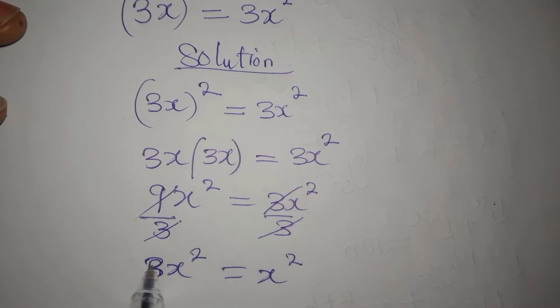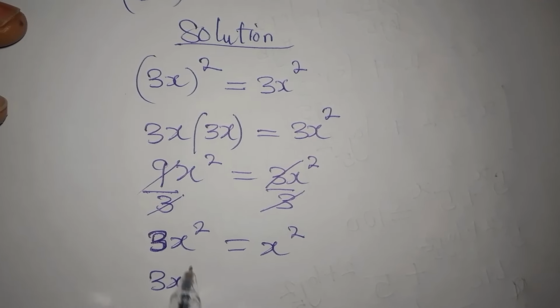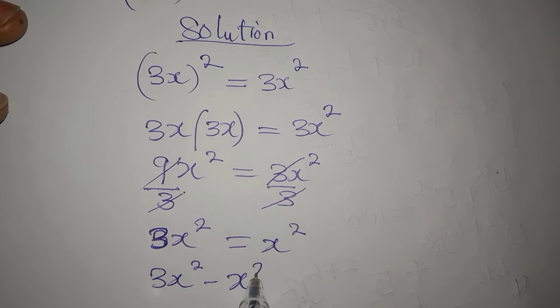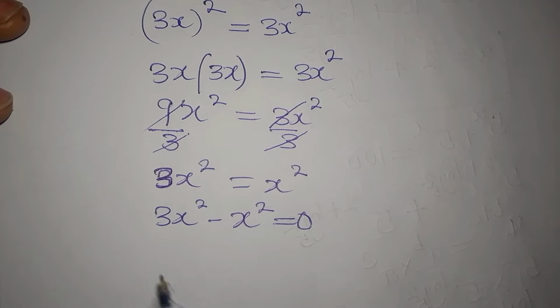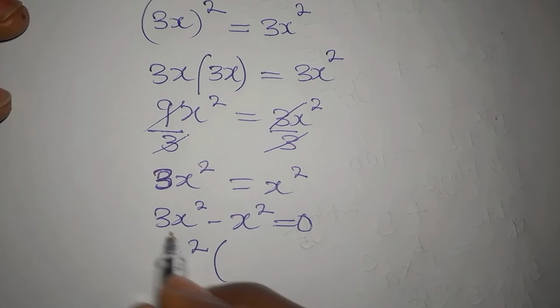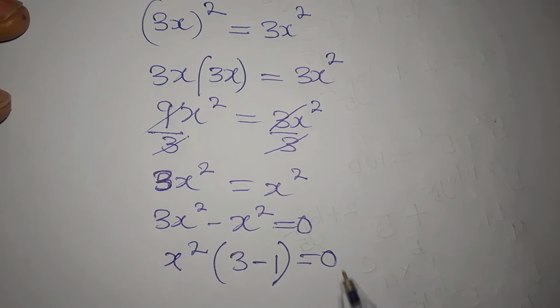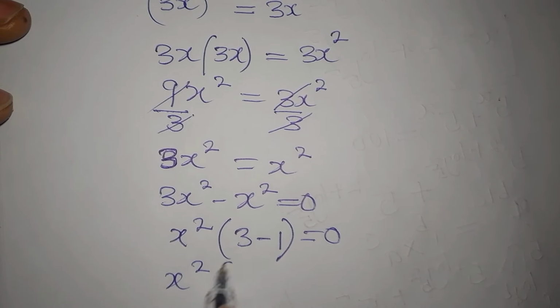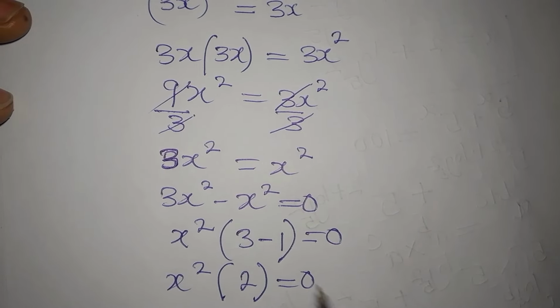This is 3, okay? So now, bring this to this side, as we have 3x² minus x² equals 0. Now, what do we do? Let's bring out x² as a common factor. Then in here, I have 3 minus 1, and that is equal to what? 2. So x² multiplied by 2, because 3 minus 1 is 2. x² multiplied by 2 is equal to 0.